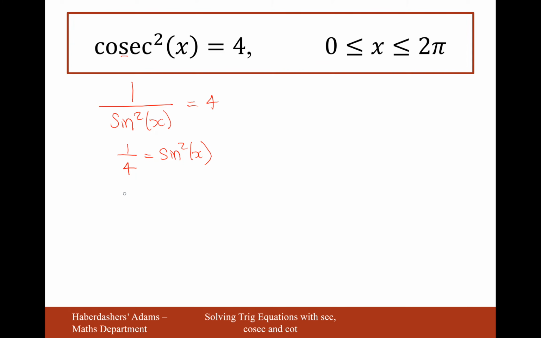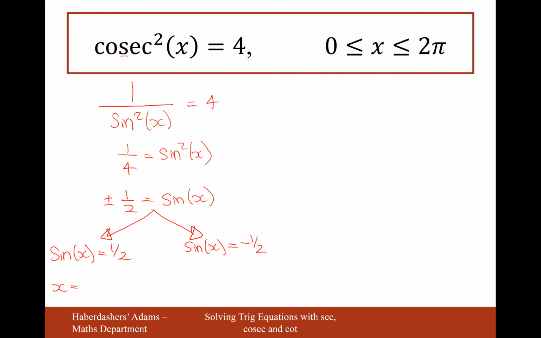And the next thing I'll do is I'll square root, so it'll be a half equals sine x. Square root the 1, you get 1, square root the 4, you get 2, square root the sine squared, you get sine. But don't forget that when you square root, you've got to do a plus or minus. So actually in this question we get 2 questions for the price of 1. We get sine x equals a half and sine x equals minus a half.